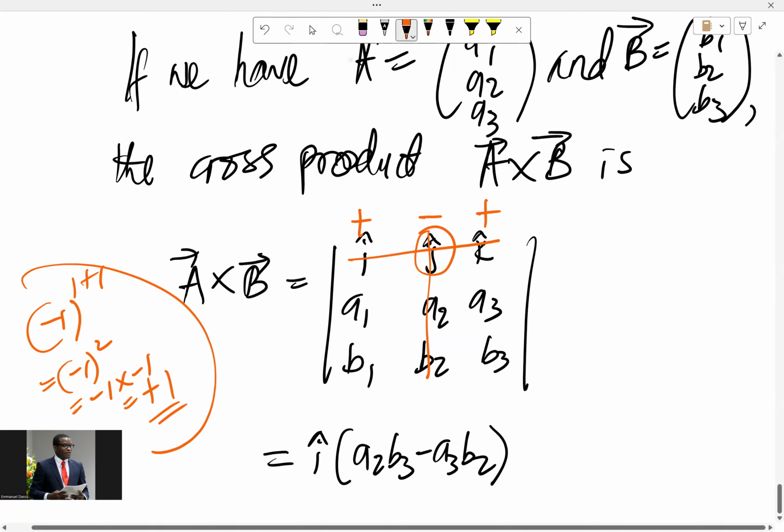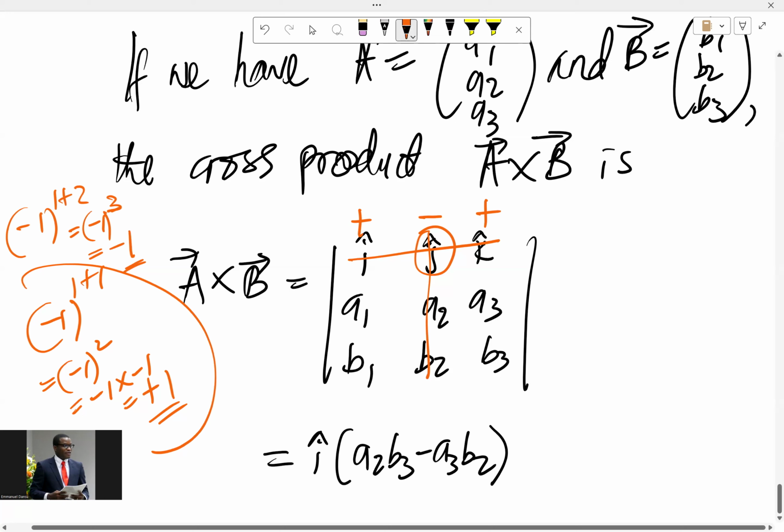Then for the second one, this J cap actually belongs to row 1, column 2. So it means you have minus 1 raised to power 1 plus 2. And that is minus 1 raised to power 3, which is minus 1 times minus 1 times minus 1, which is still minus 1. So you have minus here.